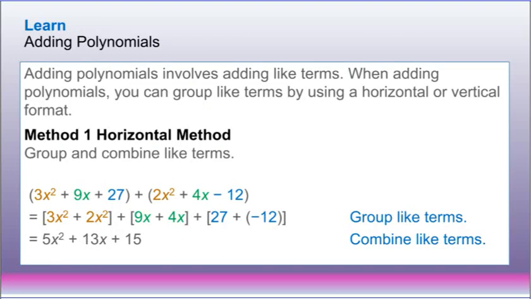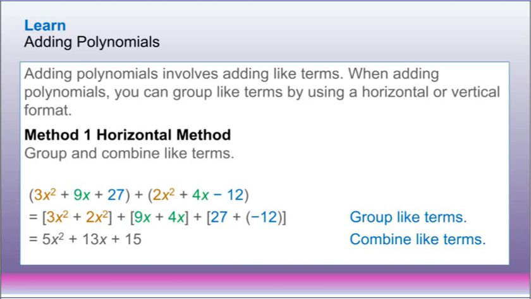Next part of our lesson is adding polynomials. When you add polynomials, it involves adding like terms. When you add polynomials, you can group like terms by using horizontal or vertical formats. It doesn't matter to me which one you use. I'll show you both methods. Just keep in mind for like terms, they have to have the same variables and the exact same exponents. And the only thing that you're adding together are the coefficients.